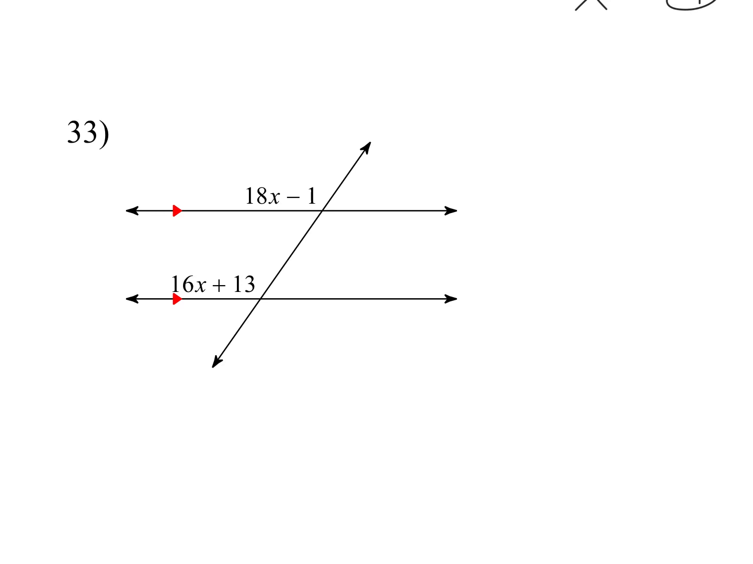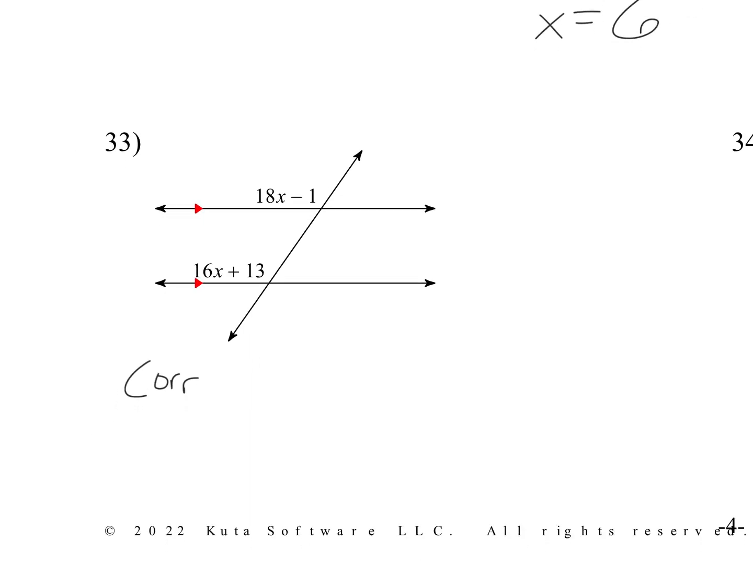33. What's the relationship there? They're corresponding. Are they the same or do they look different? They're the same. So if you say they're the same, how do you set it up? Equal them to each other. We have 18x minus 1 equals 16x plus 13.